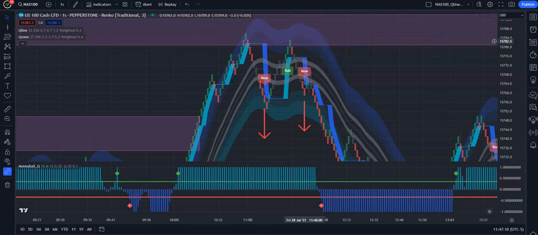Okay, now let's look at the next signal. We come back up, we have another levels test. So we had test number 1, levels test number 2. We're back in that zone.